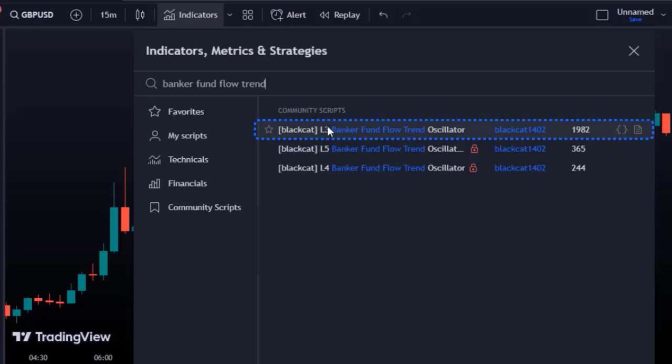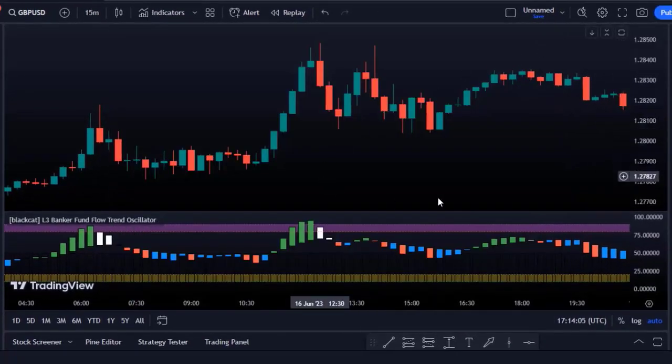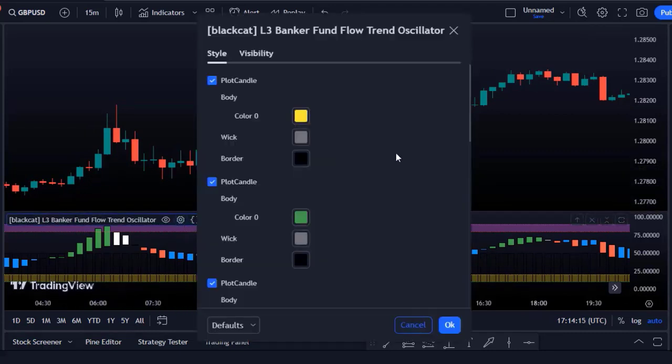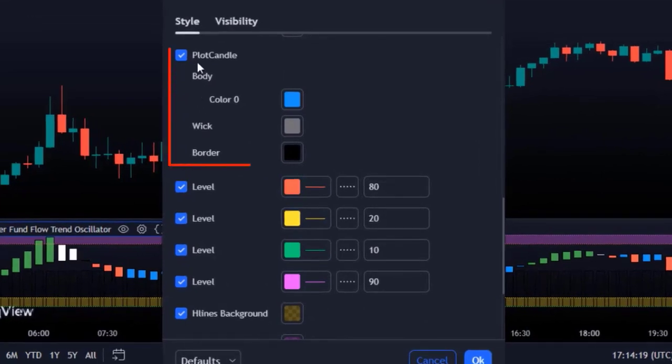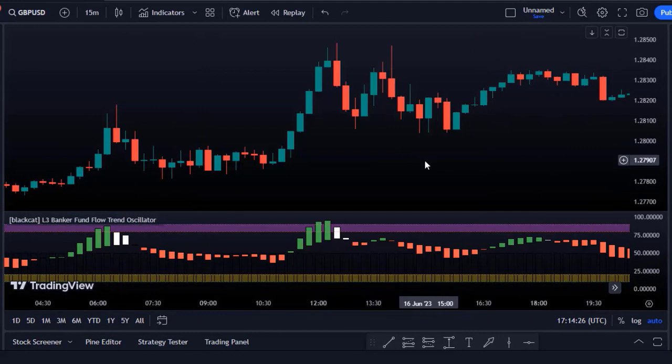After selecting the Banker Fund Flow Trend indicator, we'll add it to the chart above the price action. This will give us a clear view of how the market trend is developing and whether there is any bullish or bearish sentiment among the big players in the market. As you can see, this indicator is incredibly profitable, and it's one of the key tools that I use to make informed trading decisions. But this is just the first step. In the next part of this video, we'll explore our second indicator and show you how to combine them to generate profitable trades. So stay tuned and keep watching because we're just getting started.